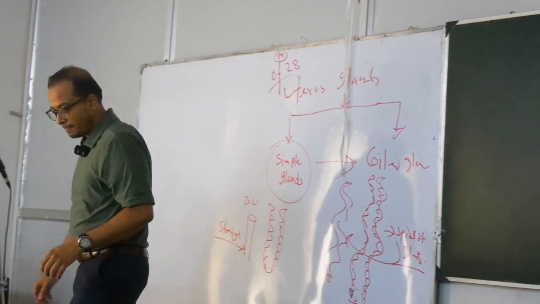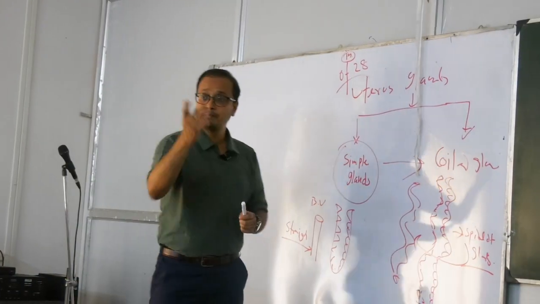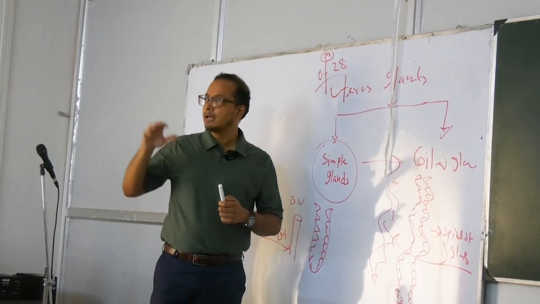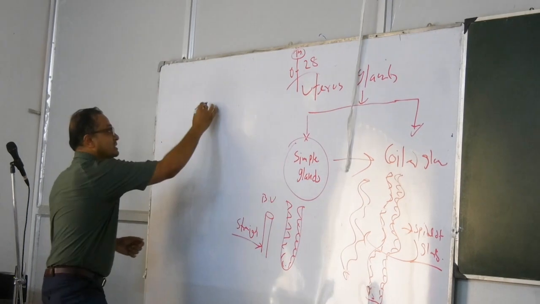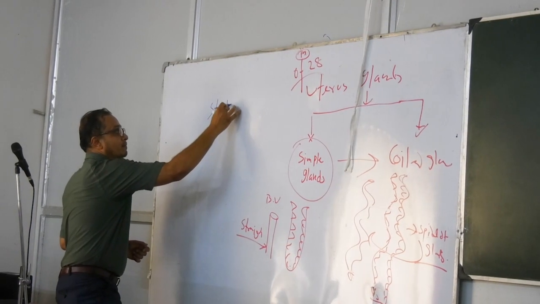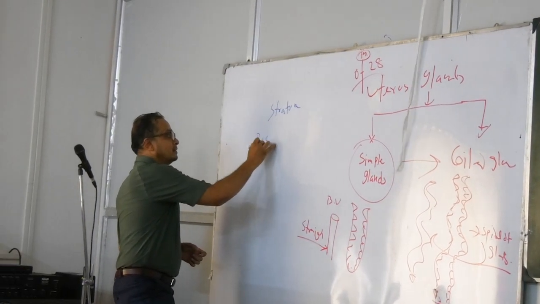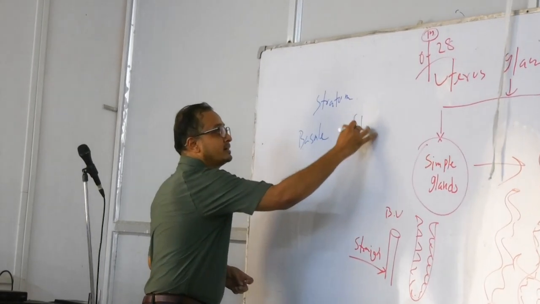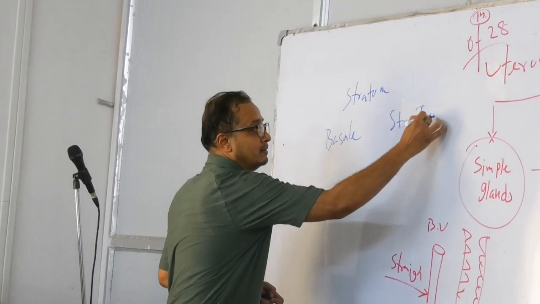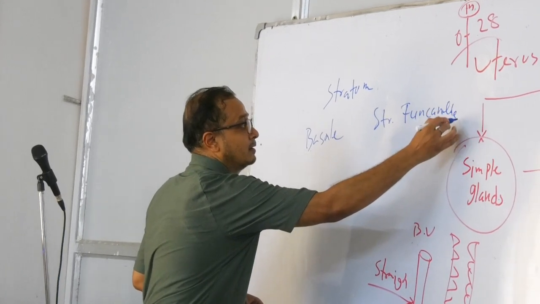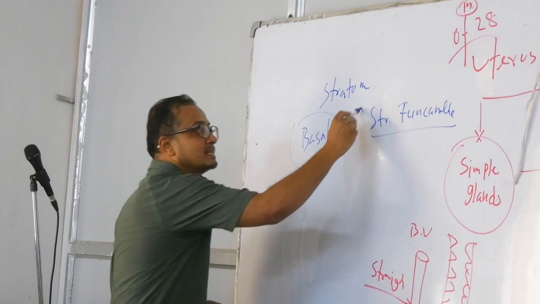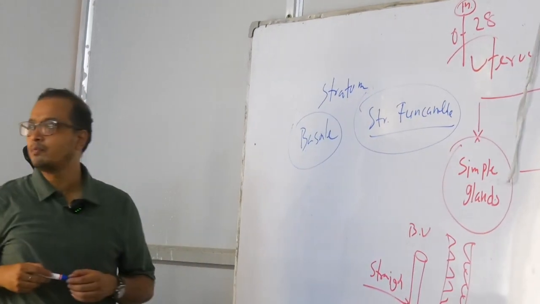Now, this endometrium, as I mentioned, is the innermost layer, and it can be divided based on how these things are lying. We call them strata: stratum basalis and stratum functionalis. You have to understand these two.